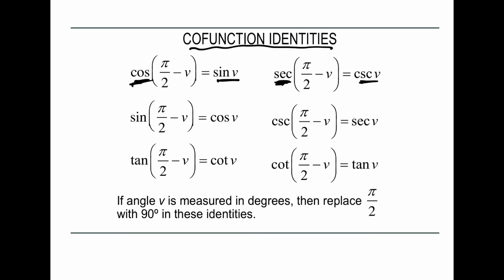90 minus whatever I'm taking, and the cosine of that will be equal to whatever the sine is for that same angle v. And then the opposite is true. Sine of 90 minus v is the same as cosine, and so therefore that works for secant and cosecant. And tangent and cotangent share that same relationship. They switch places, and you'll notice on the tables that you have that you see that, right?